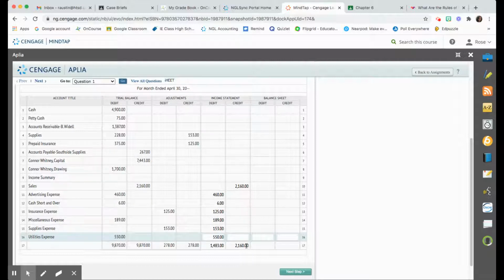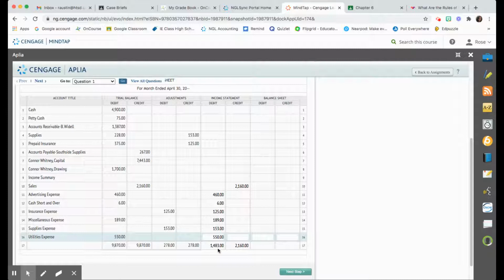Okay, so we just extended the balances from these sales and expense accounts over to the income statement section. Now, we're going to deal with this in the next section, but your sales are 2,160 and your expenses total $1,483. That's good. That means you made more money than you spent. So the difference between your sales, your revenue, and the expenses that you spent is going to be your profit, your net income. If your expenses had totaled to a higher value than your sales, then you'd be in trouble. That means you lost money. That means you spent more money than you made.